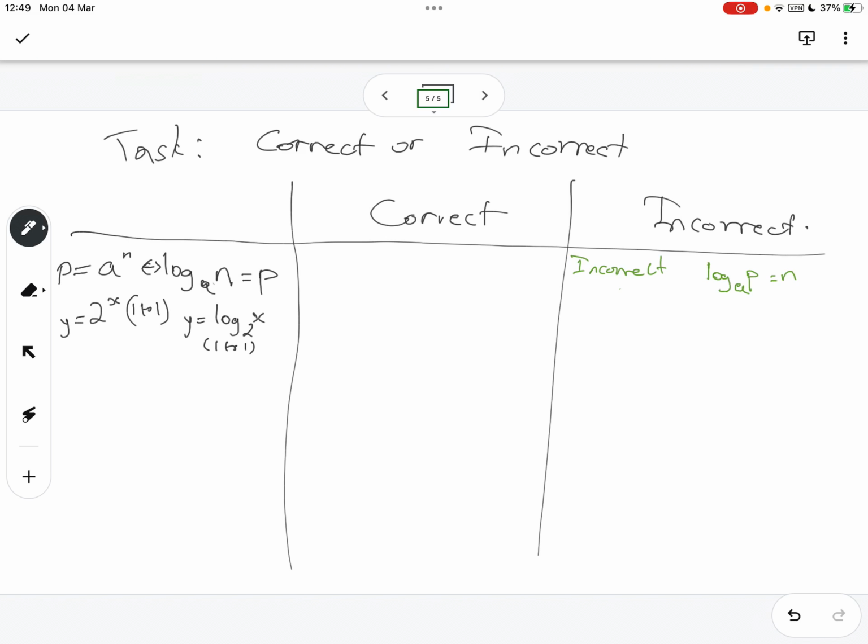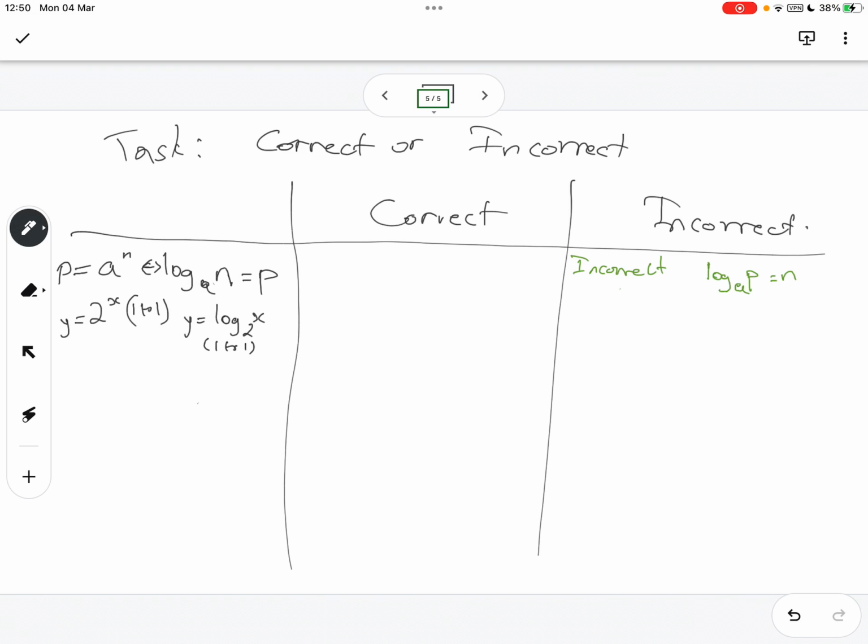Let's see. I think y equals log x base 2 is also a one-to-one function. Why? Because, if I remember correctly, an inverse is usually mirrored around the line y equals x, right? So if an exponential function looks like that, what would its inverse look like? It would probably look something like that. At least that's my guess for now.